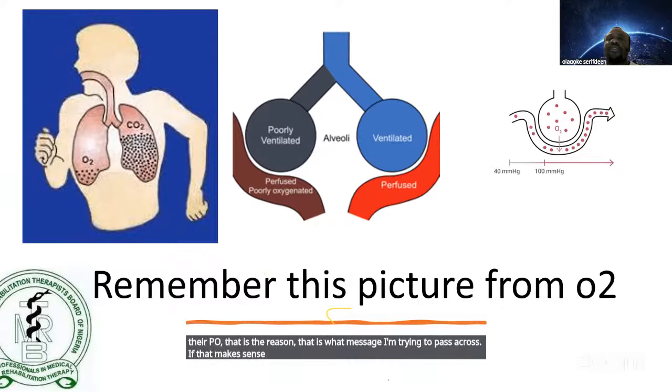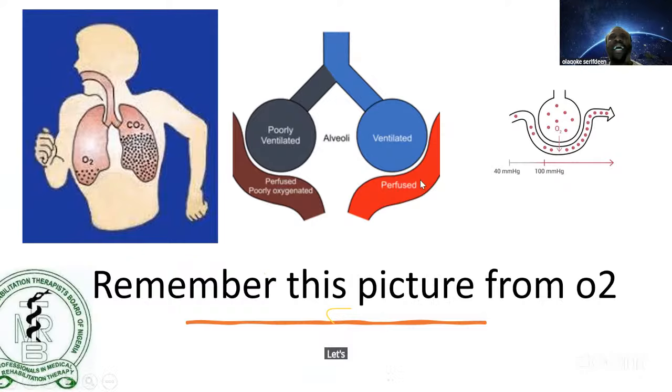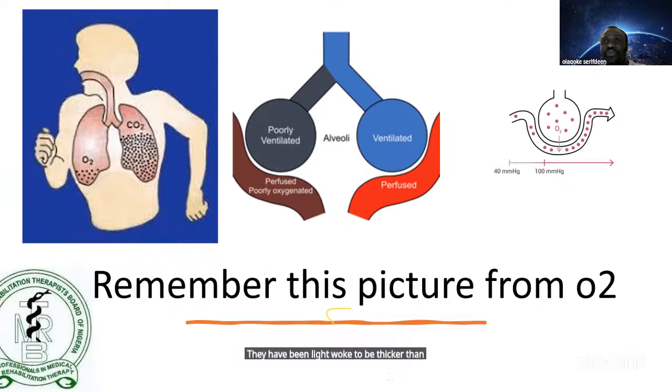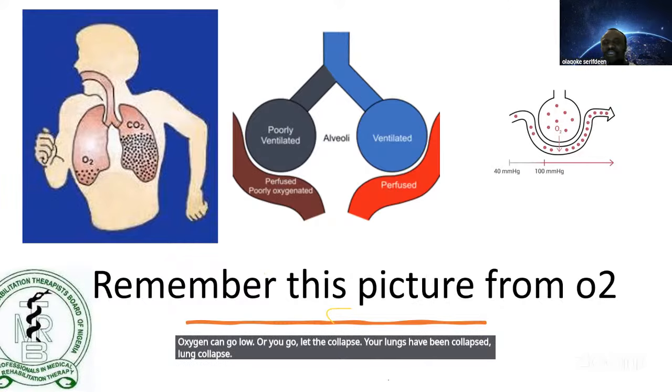Some other reasons why PO2 can be low: if you've got diffusion issues, let's say the alveoli wall is thicker than expected, like you've got fibrotic lung or pulmonary fibrosis, whatever reasons make the alveoli wall thicker than expected. With diffusion issues, oxygen can go low. Or let's say you've got collapse, your lungs have collapsed, or you've got fluid in the lungs. All those things will make ventilation difficult.